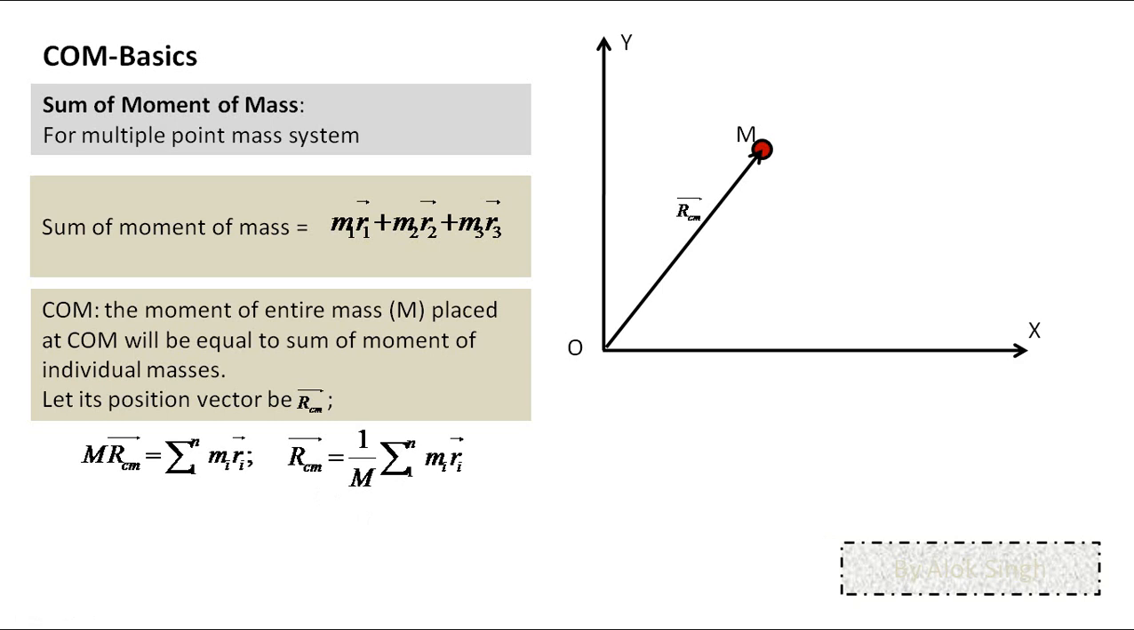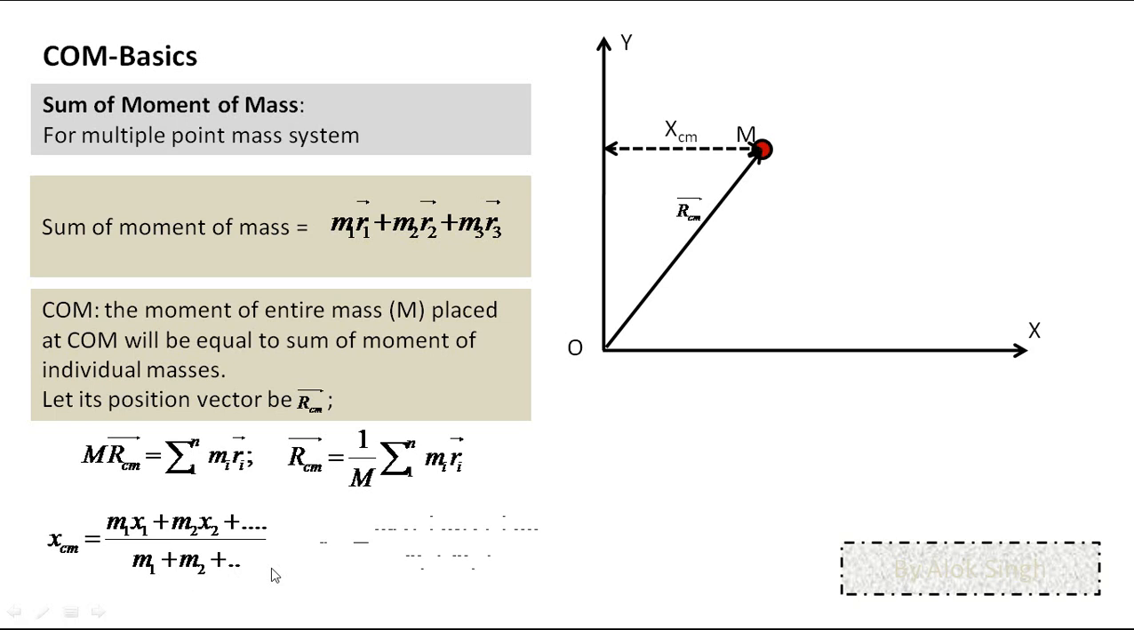If we take components, actually this will have x coordinate, y coordinate, and z coordinate. So we can write in component form xcm will be equal to m1 into x1 plus m2 into x2 and so on, divided by the total mass, and similarly ycm. So to find xcm, we'll multiply each mass with its x coordinate and take its summation and divide by sum of the mass. That's how we find xcm, and similar way we find y coordinate of center of mass.